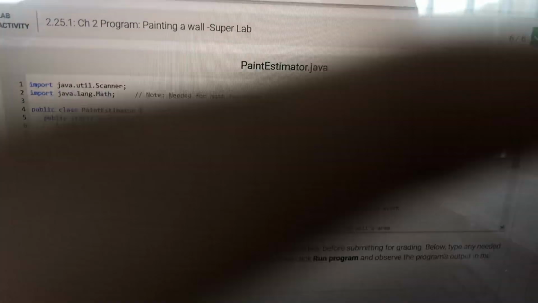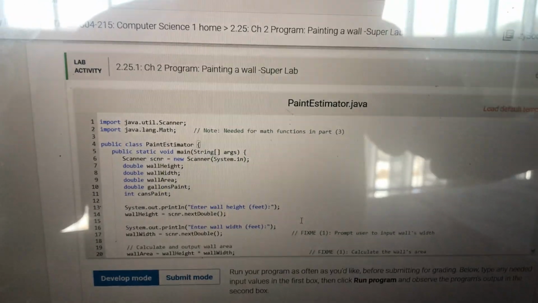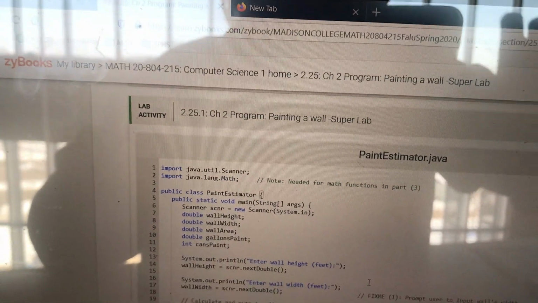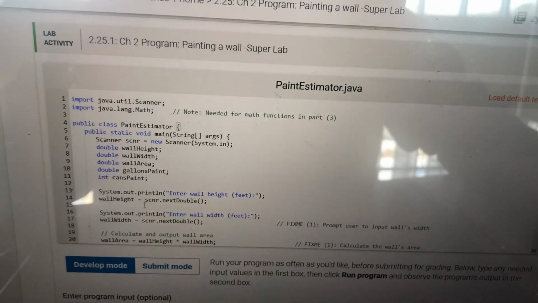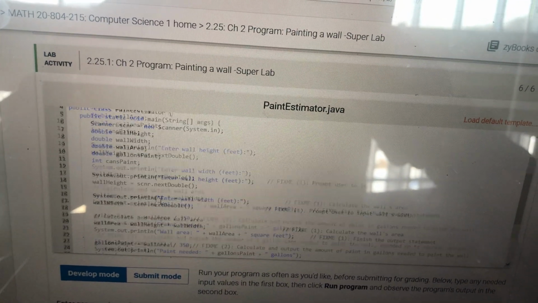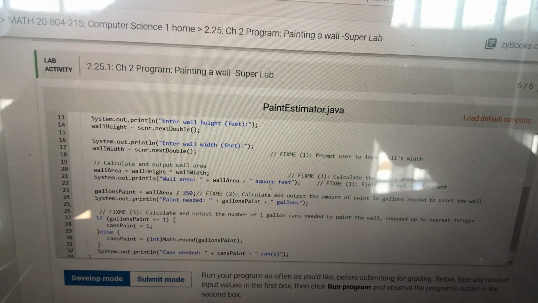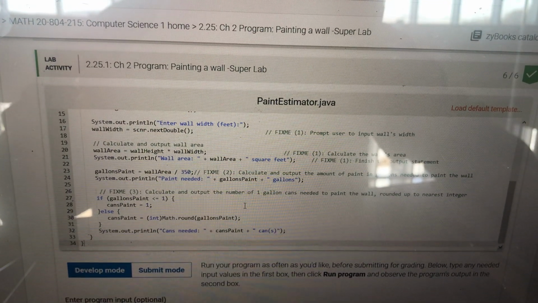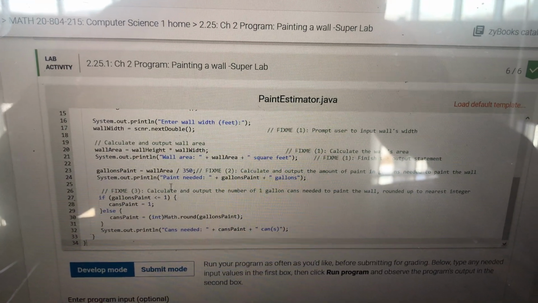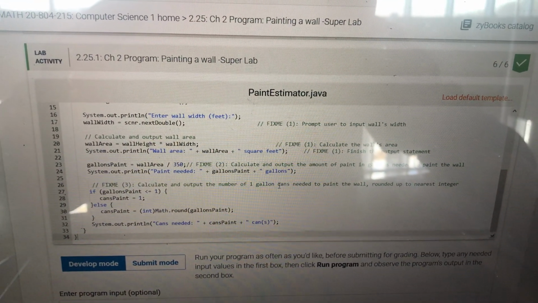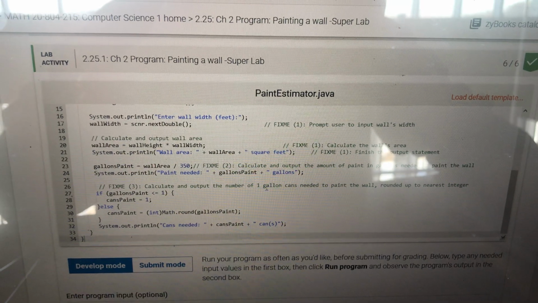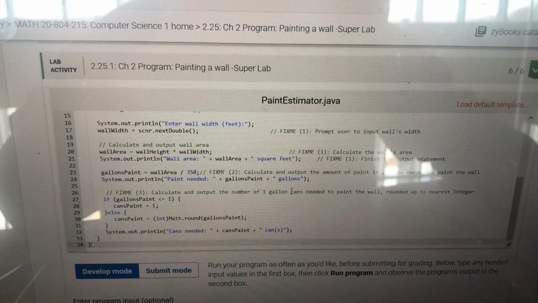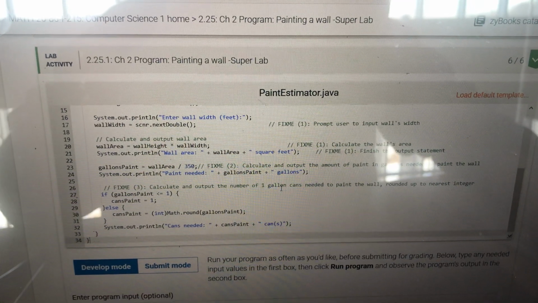So the problem that we had to solve with this program was to find the area of a wall based on the base and height, and then calculate how many gallons of paint we would need to paint the wall, and then how many 1 gallon paint cans we would need to paint the wall.